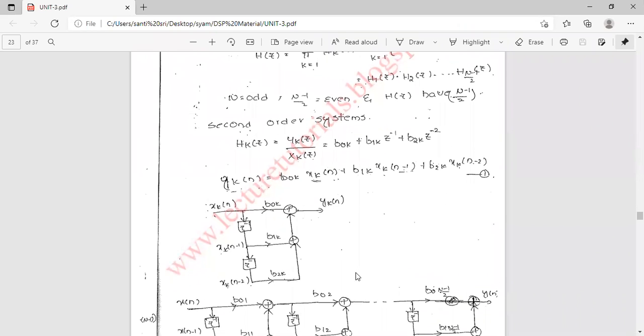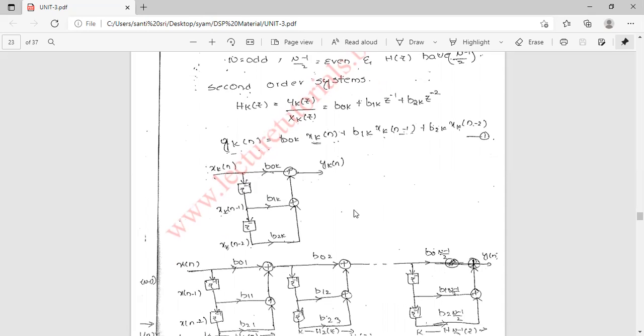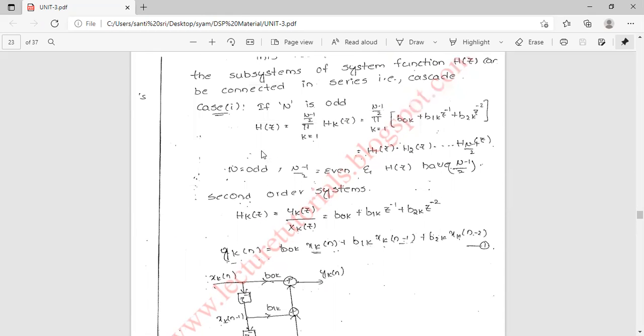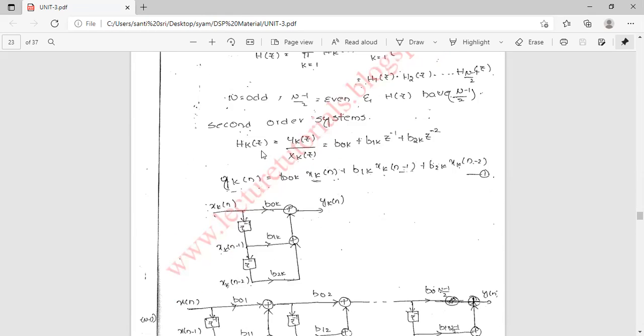For this one, write the structure. So xk of n into b naught k plus b1 k into xk of n minus 1 plus b2k into xk of n minus 2. All will be added and it is nothing but yk of n, right? So xk of n, hk of n is nothing but h1 of z, h2 of z like that.